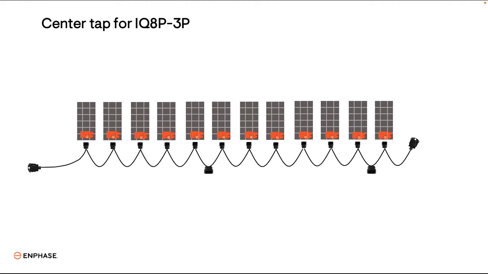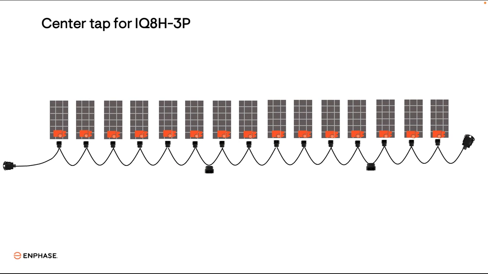That is much better than the second center tap plug because it has 11 on one side and only 1 on the other. If we're starting from drop number 3, the center tap plugs will be between 4 and 5 and another between 10 and 11. Again, we'd use the first one because it's much closer to the middle. The same principle applies when you're using IQ8H microinverters.